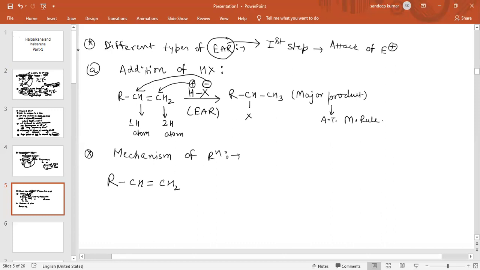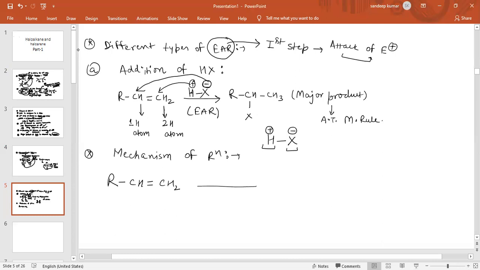So which one is the electrophilic part? In HX, X is more electronegative, so this will become negative, and H is more electropositive. So this is basically the electrophilic part. So in the first step, there is attack of electrophile.